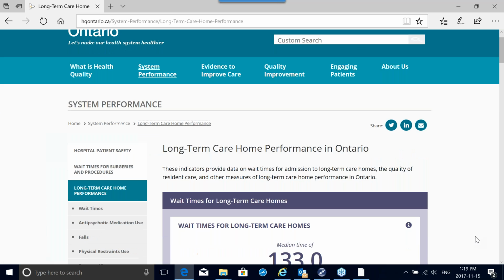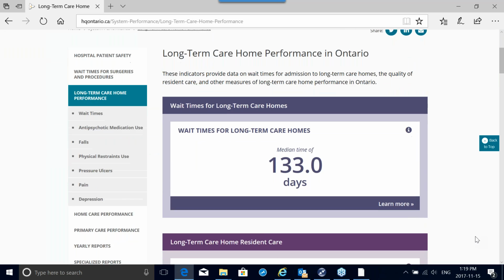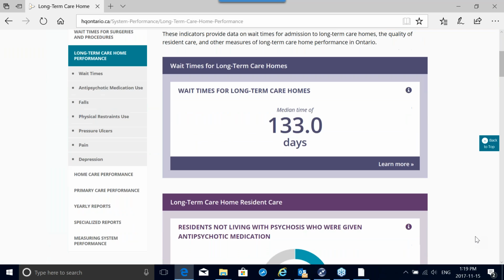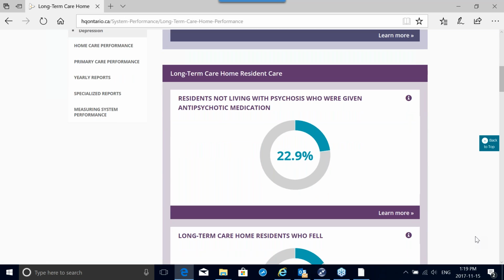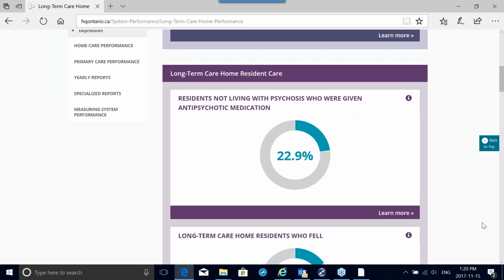And then what you're going to be able to see here is that they give you some statistics as to the average wait time for someone to get into a home. Now this is for all of Ontario. That's 133 days. We also see that there is one for the antipsychotic utilization. And if you just hold the mouse on that information, you can see the provincial benchmark is 19%. So that's what the province is working towards for that particular indicator.